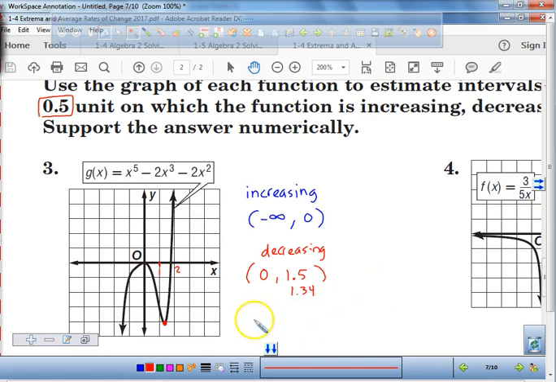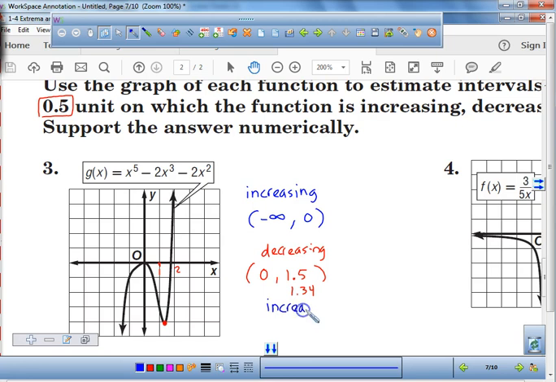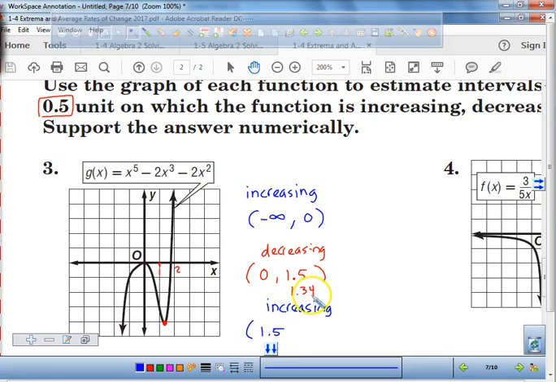All right. Now from there, it goes up. So it's increasing from where to where? It's increasing from 1.5, even though technically it's 1.34, to where? To positive infinity. From right here, going up, it's just increasing forever. So we found a place where it's increasing, a place where it's decreasing, and another place where it's increasing. All right?